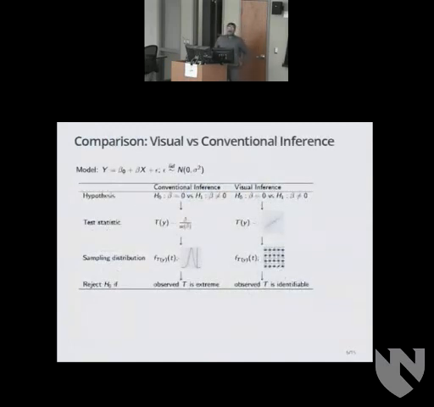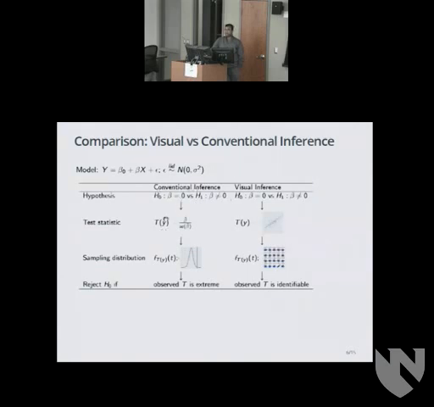Now let us see how these procedures are different from our conventional hypothesis test. So I assume you are aware of hypothesis tests, right? Here we have a simple linear model where the slope is beta. Our null hypothesis is that the slope is 0. The alternative hypothesis is that no, the slope is not 0. So this is our conventional inference.